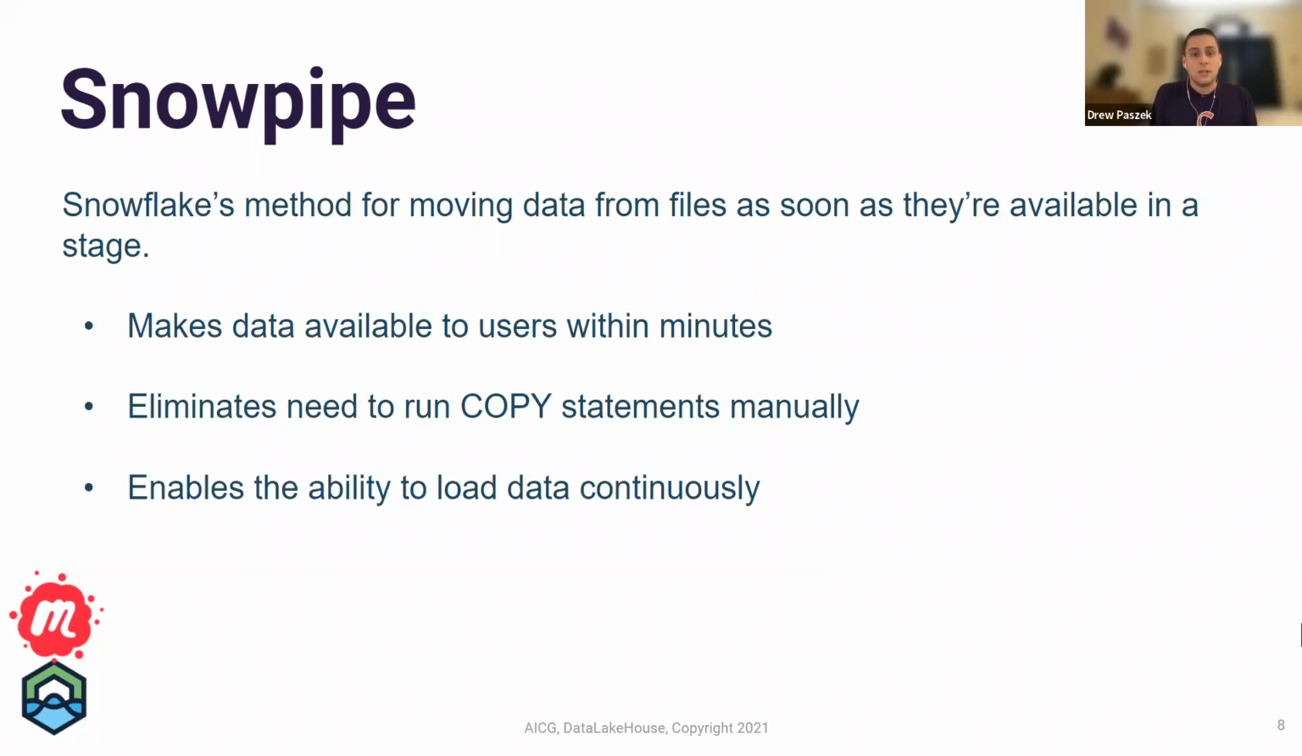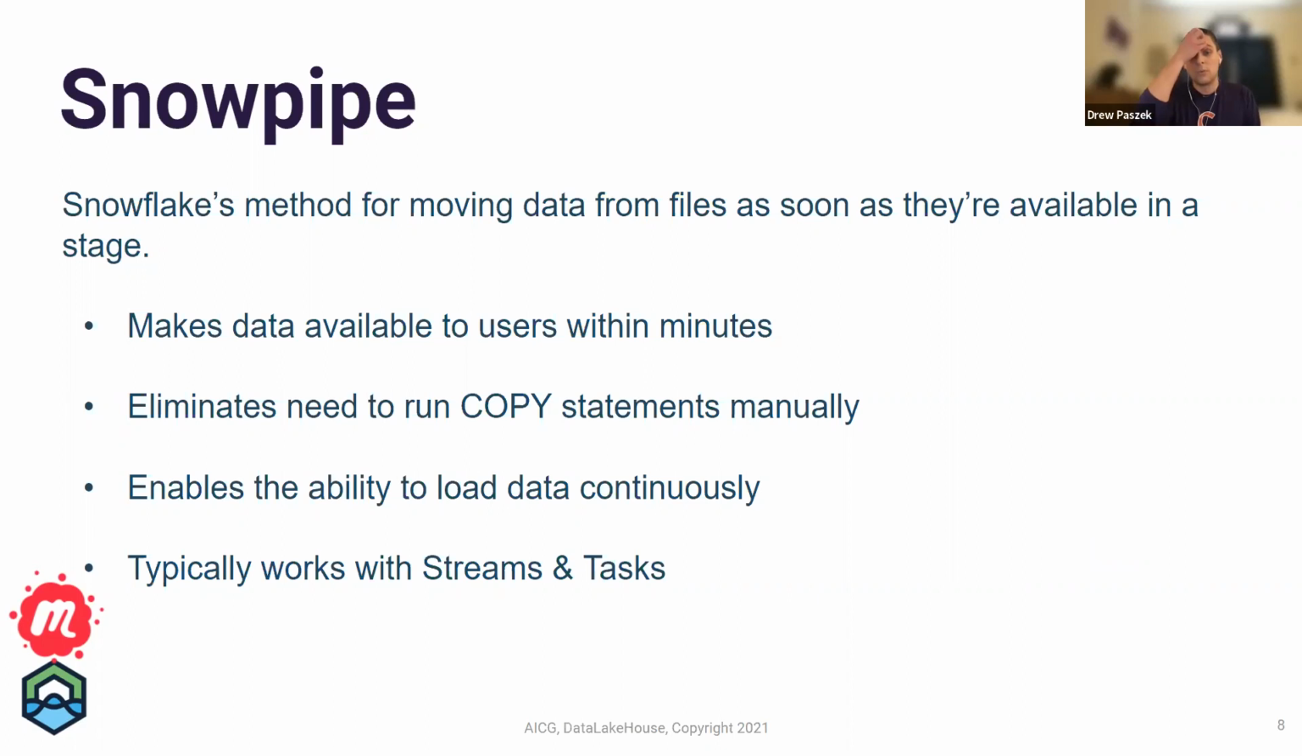So it's basically enabling the whole process of continuous data loading. As you see on the slides there, it really eliminates the need to run manual copy statements to get that data in there. Snowpipe is just the automated version of continuous data loading and getting that data into your target location in Snowflake.